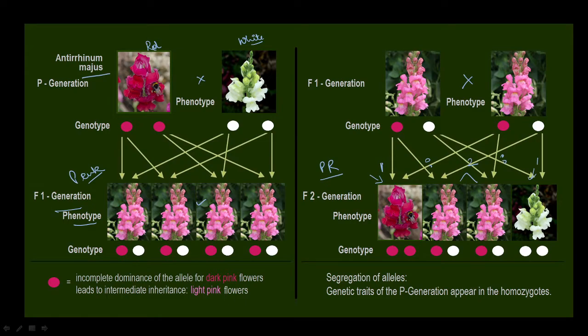ठीक है, चलिए let's do the cross of this. So what does the parent generation contain? Parent generation contains pure red color flower. Let me take the pen.